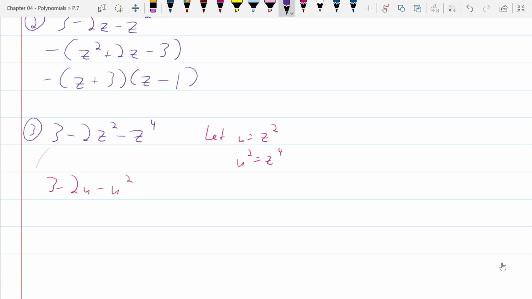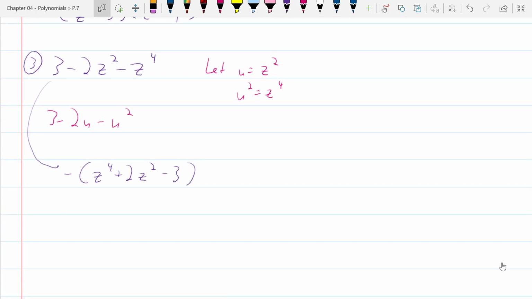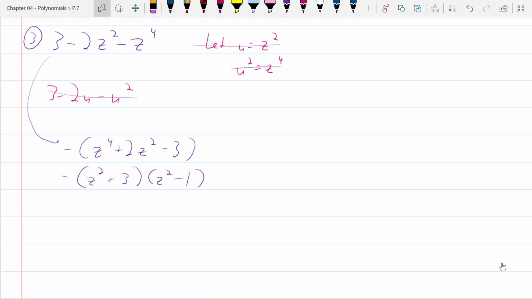I just want you to see that if we pull the negative out and make this a negative z to the 4th minus 2z squared minus 3, sorry, that would be plus 2z squared minus 3, with z to the 4th as the leading term. I don't actually have to do any of this, because I can just treat this like we did above. I just know that to multiply to get z to the 4th, it's going to be z squared and z squared, and I still have that same plus 3 minus 1.